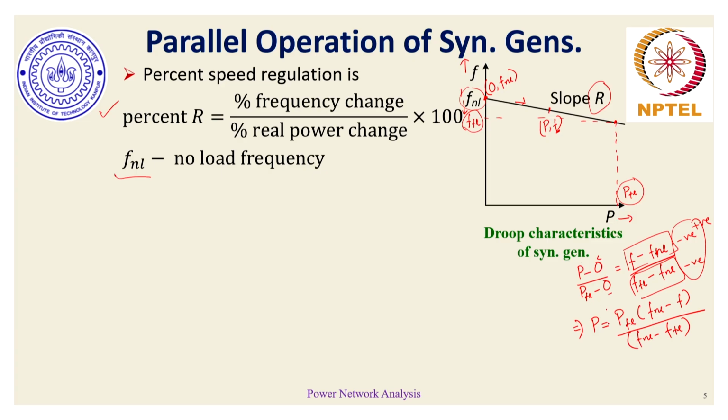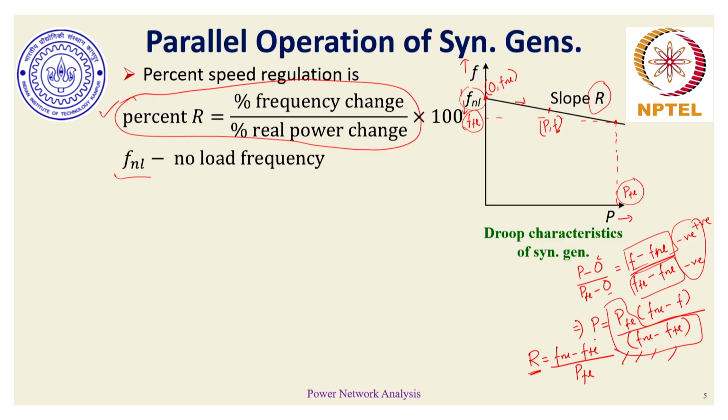And if we focus on the term which is written over here, compare this with the definition of the droop speed regulation, then it is pretty obvious that the value of R is nothing but FNL minus FFL by PFL. So if we know the value of R, which is determined by the full load frequency and the full load power of the generator, then our power expression or the linear characteristic could be simply written as P is equal to FNL minus F by R.